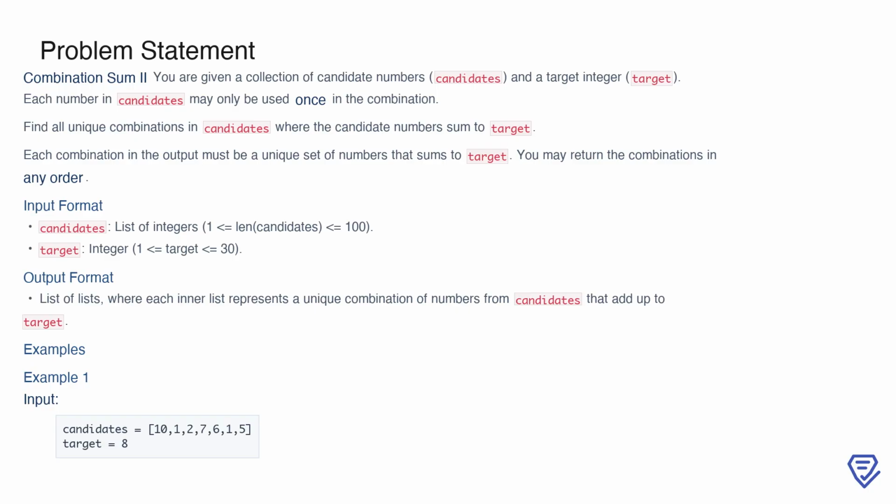The output should consist of a list of lists, where each inner list represents one unique combination of numbers that sums to the target. Additionally, the order of combinations in the output does not matter. For the input format, you're provided with a list of integers, candidates, where the list can have between 1 and 100 elements, and a target integer, which ranges from 1 to 30. The goal is to return all valid combinations in the described format.